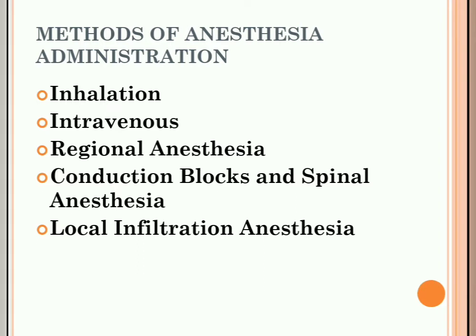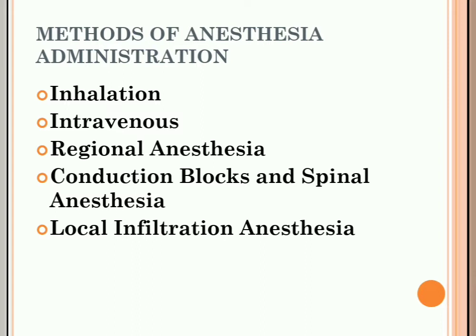Methods of anesthesia administration. First is inhalation. Liquid anesthetics will be administered by mixing the vapor with oxygen, or nitrous oxide and oxygen, and then having the patient inhale the mixture. There are 3 ways we administer inhalation. First is GA by mask, or general anesthesia by mask. We also have GA by LMA, or general anesthesia by laryngeal mask.